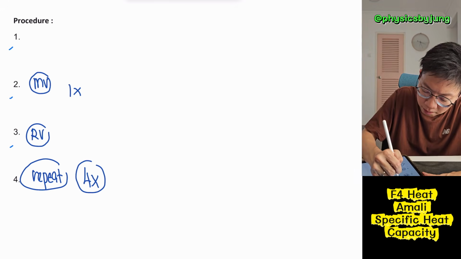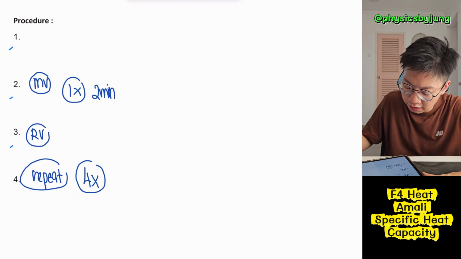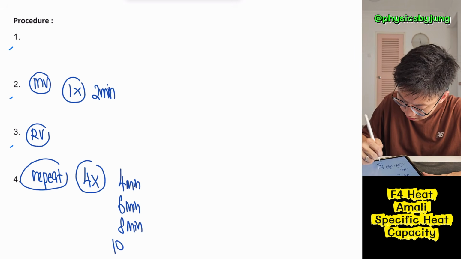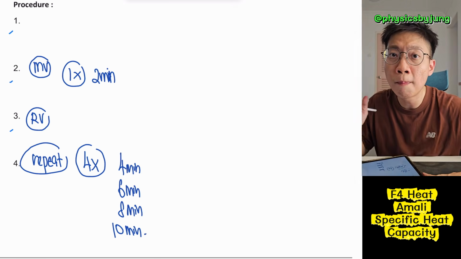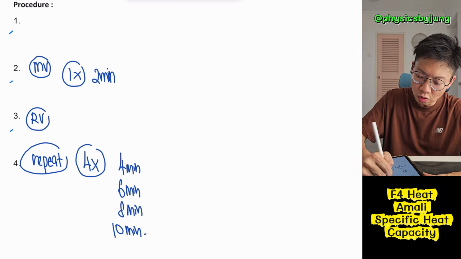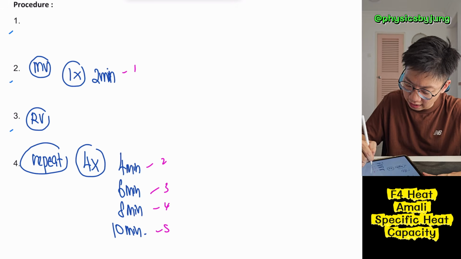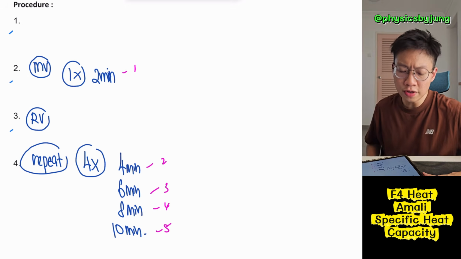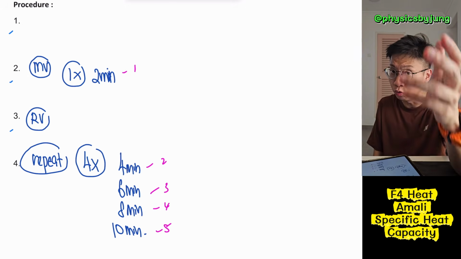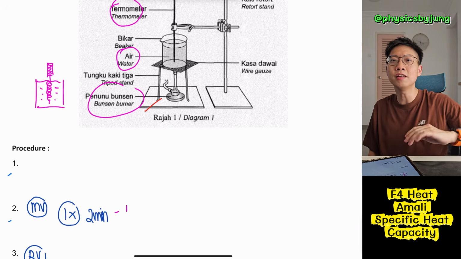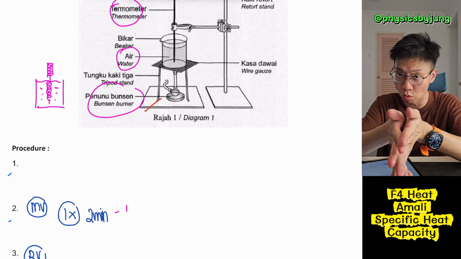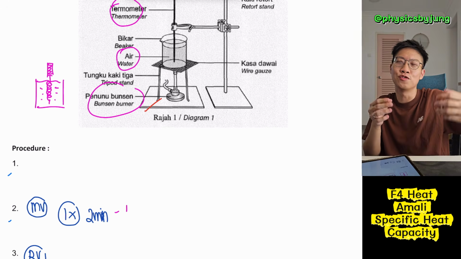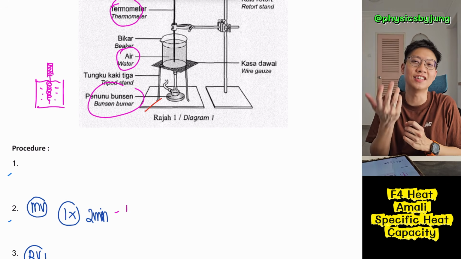You will have one manipulated variable here, let's say 2 minutes already. Later on, you will repeat with 4 minutes, 6 minutes, 8 minutes, and 10 minutes, so that you get 1 set of data, 2 sets, 3 sets, 4 sets, and 5 sets of data. They will check these kinds of things, all right? And when you write the procedure, what if instead of a Bunsen burner, they change to another way to heat up the water? Let's say they use an immersion heater. Then you have to change it. Instead of saying you start the Bunsen burner, you have to say you switch on the immersion heater.